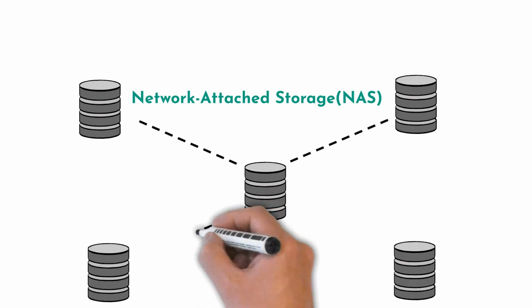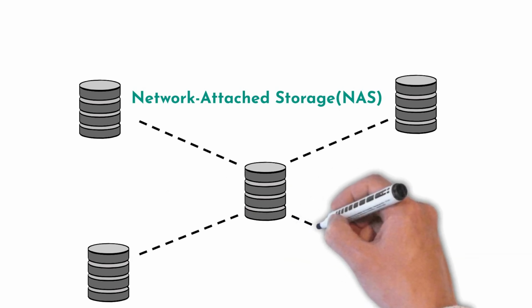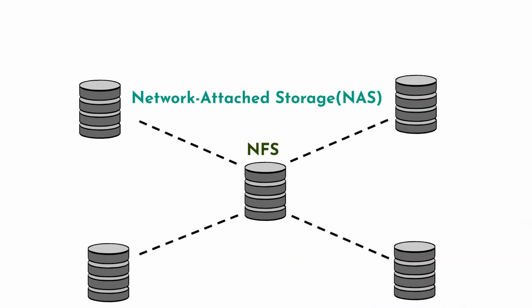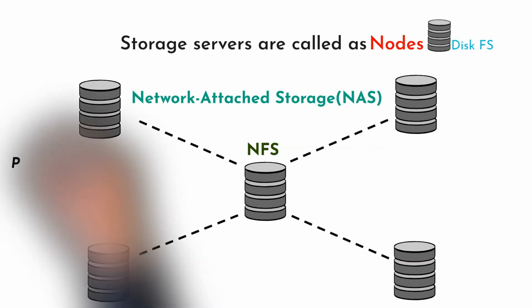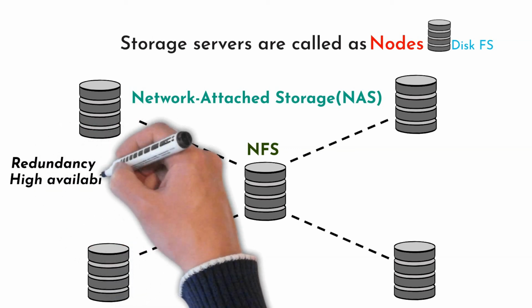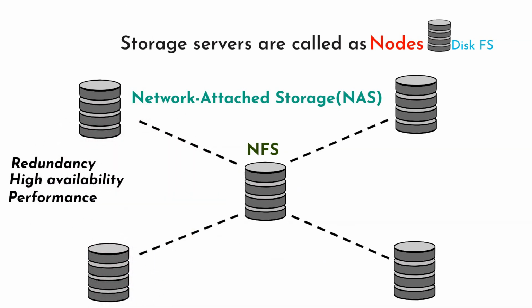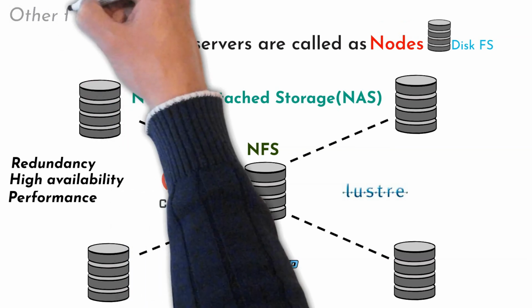A distributed file system is a file system that is distributed on several file servers accessed over NFS protocols. The nodes are formatted with a disk file system. It features redundancy, high availability, and performance, which are the key factors for data engineering. HDFS in Hadoop, Lustre file system in Linux, Ceph file system used in OpenStack are examples of distributed file systems.